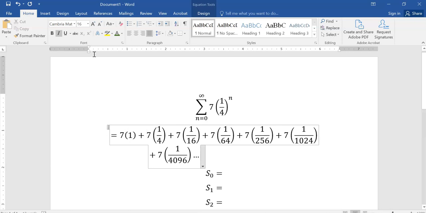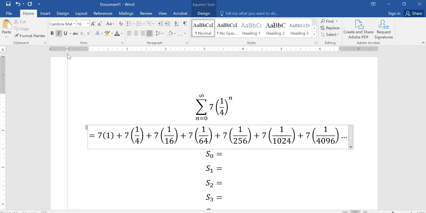So 7 times 1. If I plug in n equals 1, you get 7 times 1/4. If you plug in n equals 2, obviously you do the exponents first. 4 times 4 is 16, so you get 7 times 1/16. If you plug in 3, you get 7 times 1/64. Now to make it easy, my partial sums, I'm going to start with s sub 0 so that you can see that it's just 7 times 1.